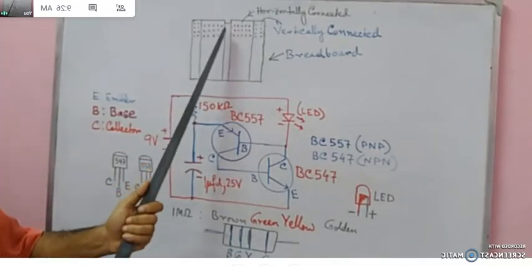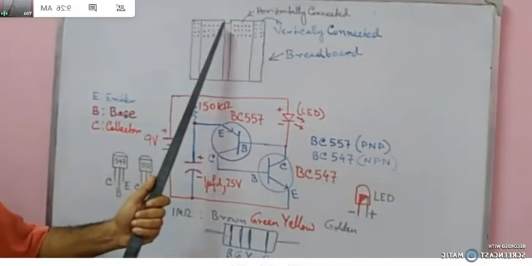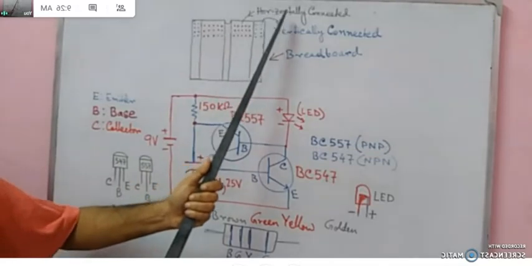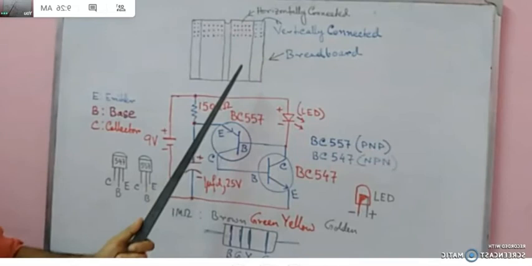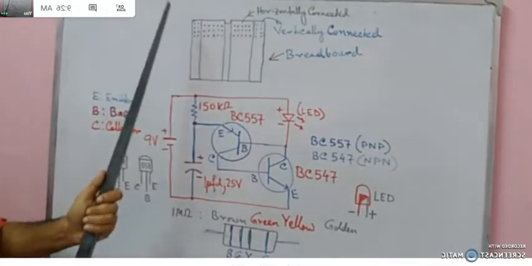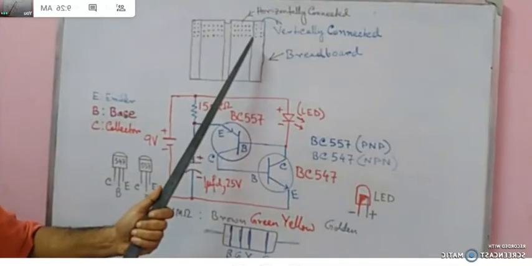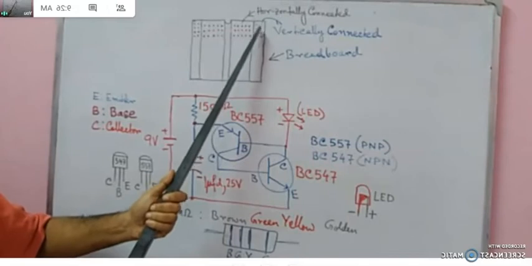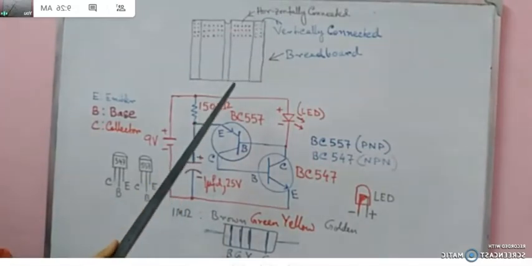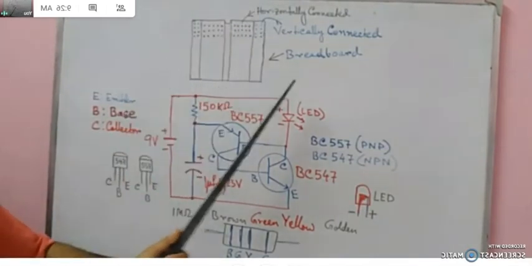With respect to this middle line, on the left side all these connections are internally horizontally connected, and on this side also it is horizontally connected. But there are two columns at both sides where the perforations are vertically connected. That is, these all are vertically connected, all the points, all the holes or perforations, whatever you can call them. So this is the layout of a breadboard.